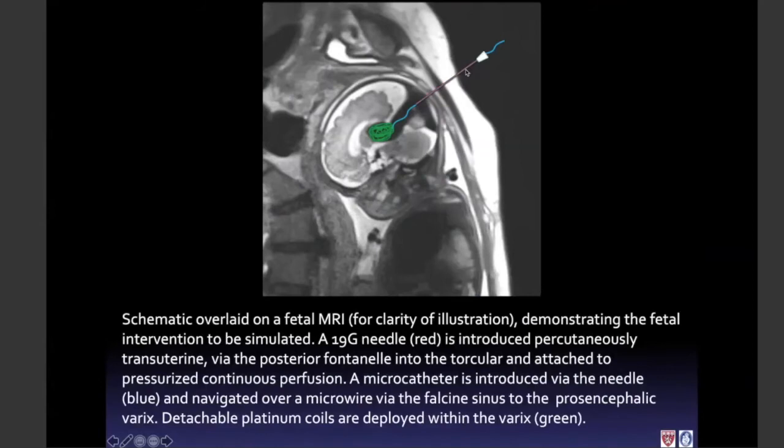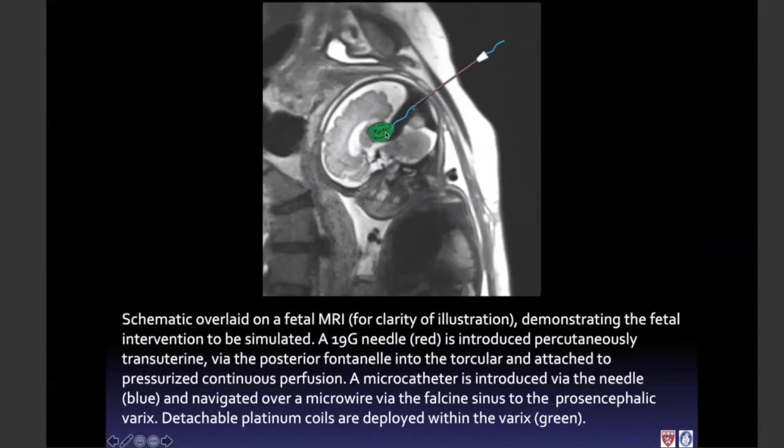We are undertaking the approach to vein of Galen malformation in a similar way. So in this case, the fetus would be positioned with the back of the head towards the mom anterior, facing the front of the mom. The MFM would direct a needle under ultrasound through the posterior fontanelle into the torcular, which is always massively enlarged in these babies. And then to the Falcine sinus and then into the prosencephalic varix, where it will be coiled.